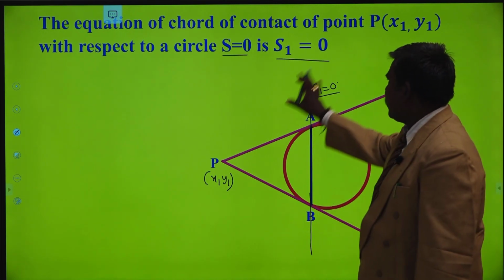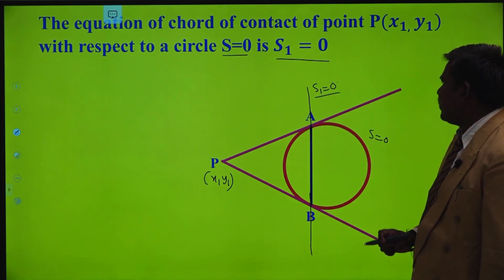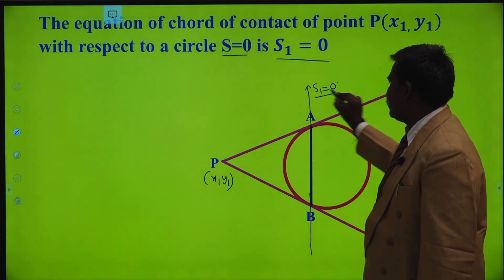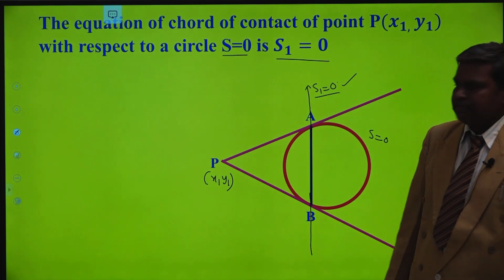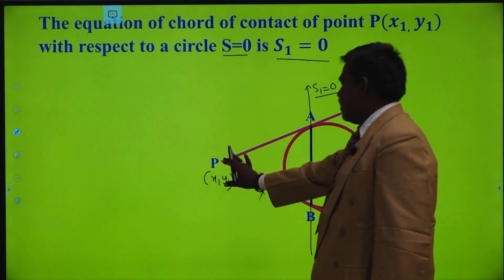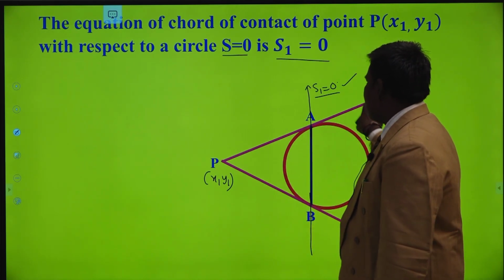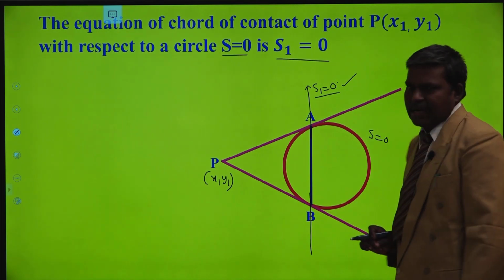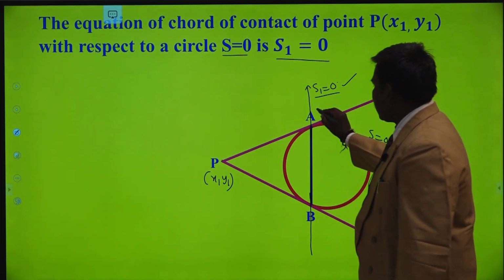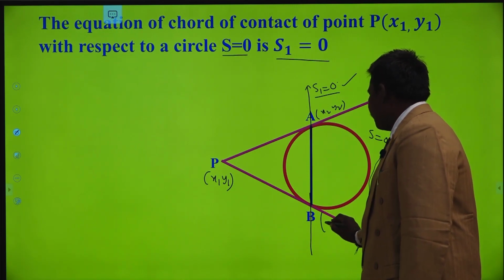Okay, we have to show that the equation of the chord of contact of (x1, y1) with respect to the circle S = 0 is S1 = 0. We are going to prove it now. P(x1, y1) is an external point to the circle S = 0. PA and PB are two tangents drawn from P to the circle, touching the circle at A and B, say. Suppose the coordinates of A are (x2, y2) and the coordinates of B are (x3, y3), say.